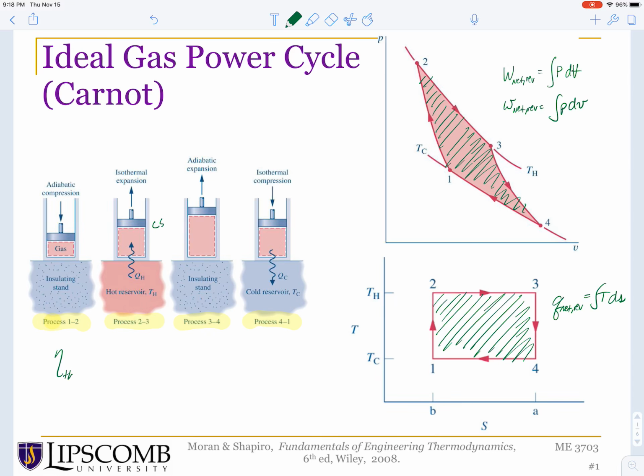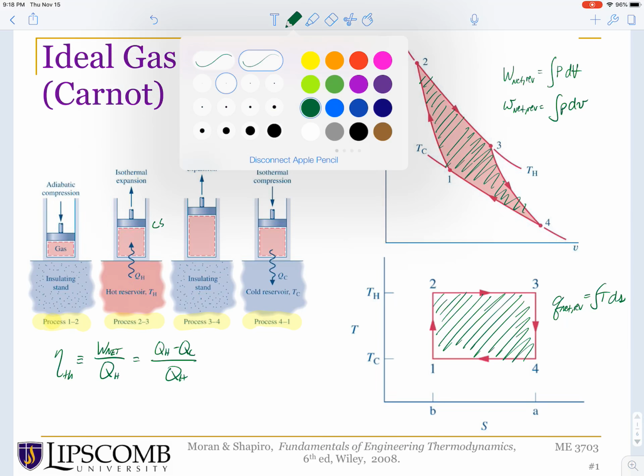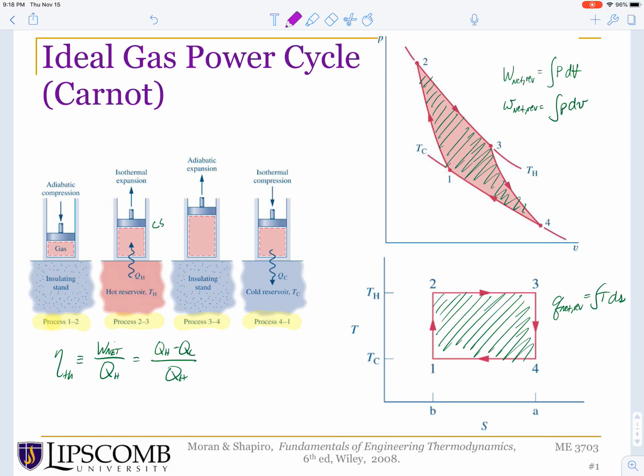The thermal efficiency for any cycle is defined as what you want, the net work, divided by what you have to pay for, the net heat transfer. The first law of thermodynamics on the control system as a cycle, I know that the net work is equal to the net heat transfer. Again, that's just the first law on my control system for a cycle.